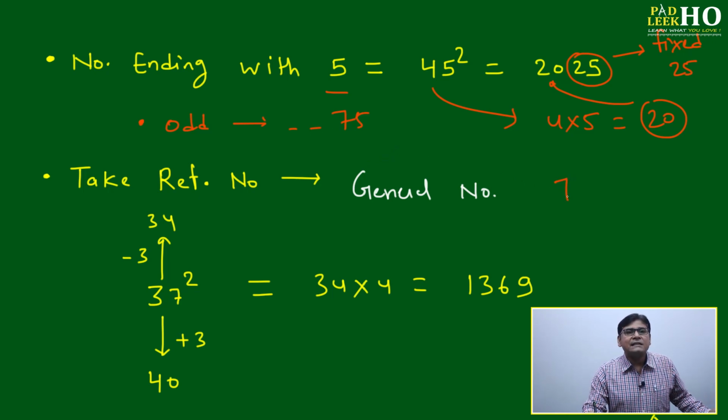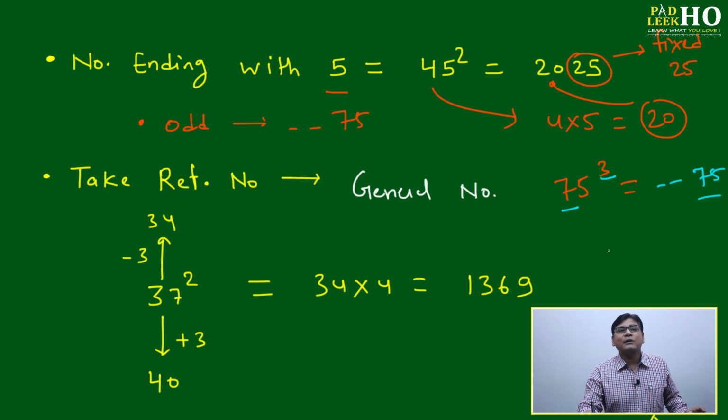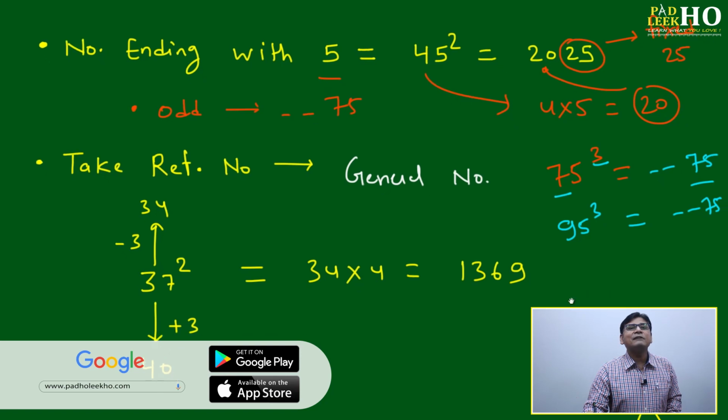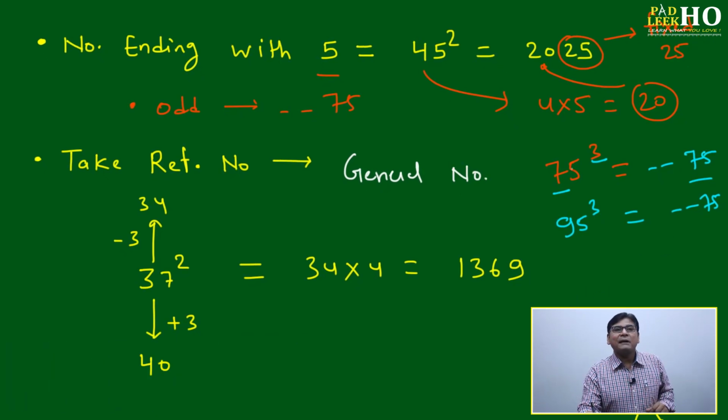Like you can take 75 to the power 3. Here this is odd, this is odd. This number will end with 75. This number will not end with 25. Don't think it is 75 only because it is 75. No. If in place of 7, you take 95 to the power 3, it will also end with 75. It will not end with 25. But other than this condition, it will always end with 25.